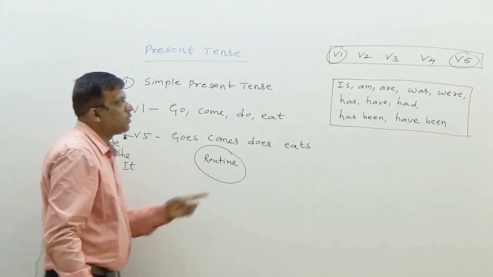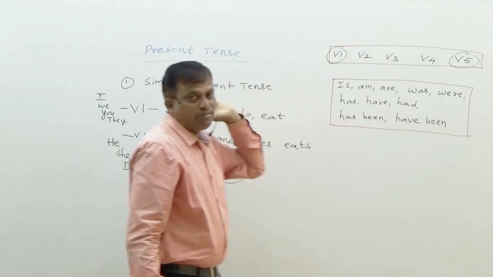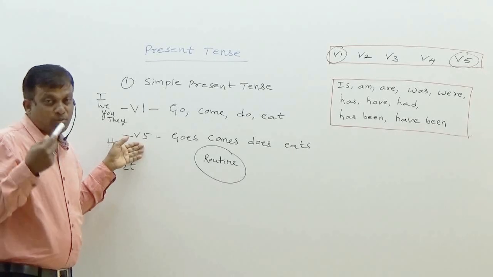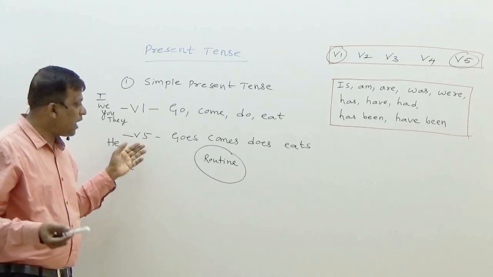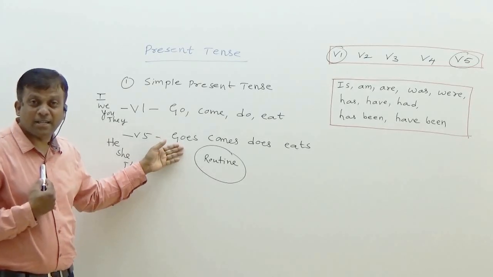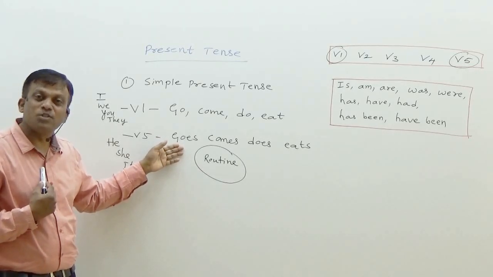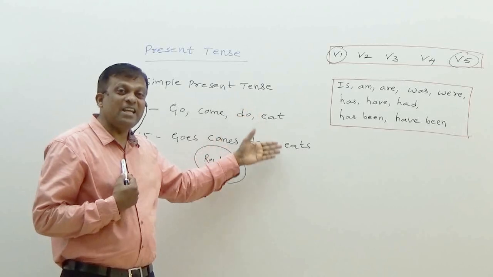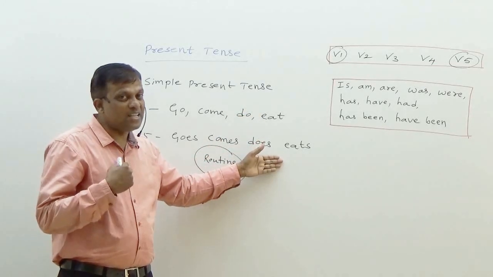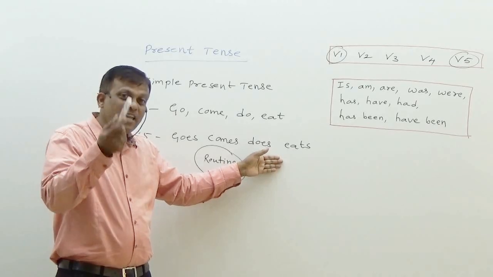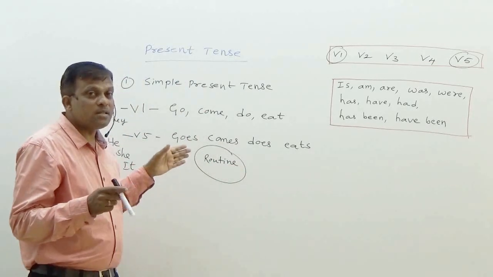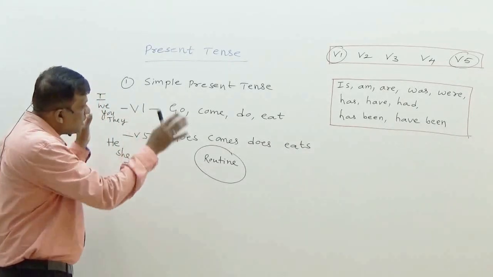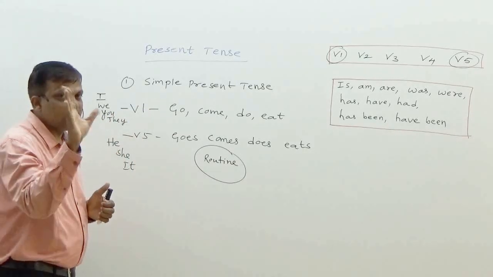And to tell the routine actions, we use V1 and V5. Like I use V1, but for my brother, my sister, my father, my mother, my neighbor, I use V5. I like ice cream, but my mother likes sweets. I eat 2 rotis, but my brother eats 3 chapatis. So I eat, he eats. I enjoy, he enjoys. So study tenses in such a way that you should use them in your day-to-day life. So this is a brief introduction of simple present tense.